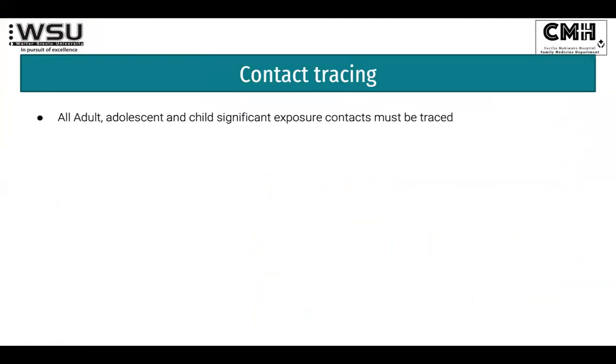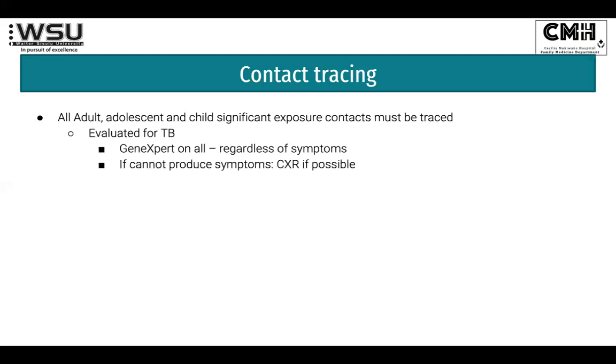So this is for our PTB patients. So we don't have to worry if somebody's got TB meningitis, for example, or disseminated TB. But if you've got a confirmed positive GeneXpert from a sputum on the lungs, then you do need to find out who they might have exposed. And all of those people need to be evaluated for TB. So you'd be supposed to do GeneXperts on all of them.